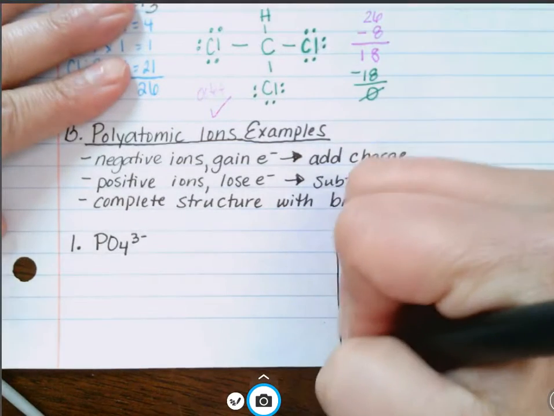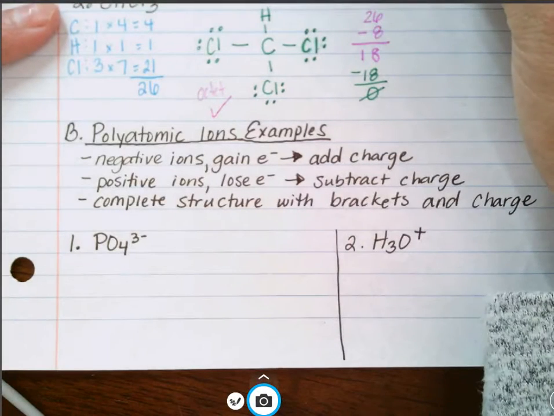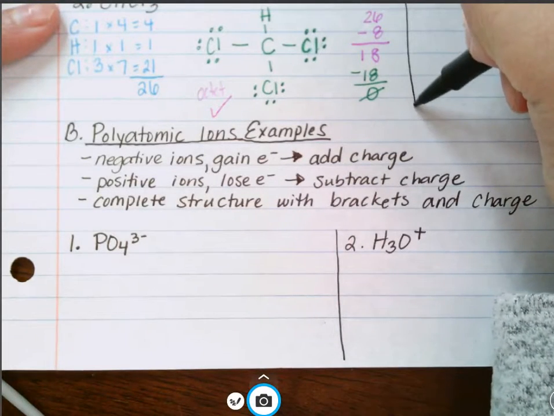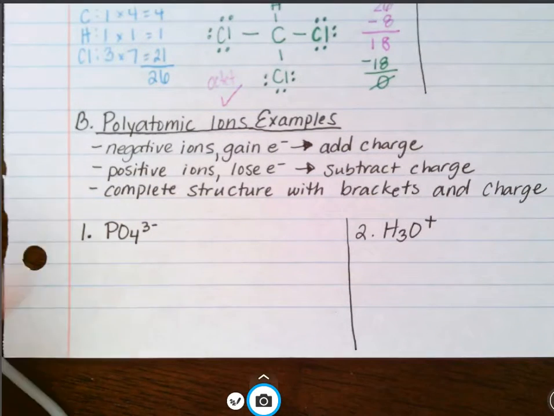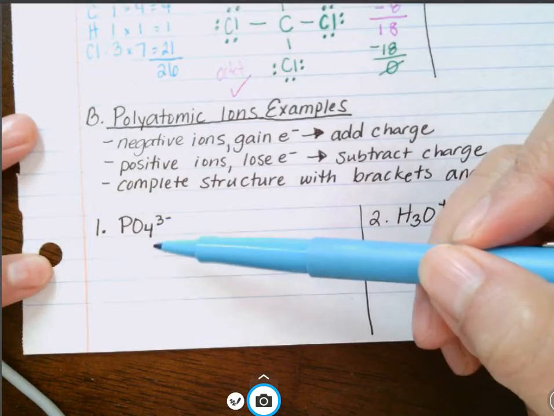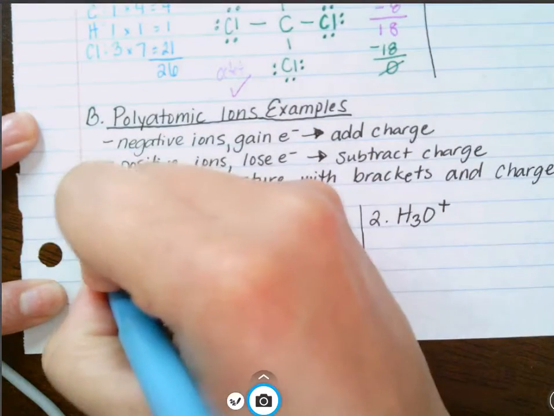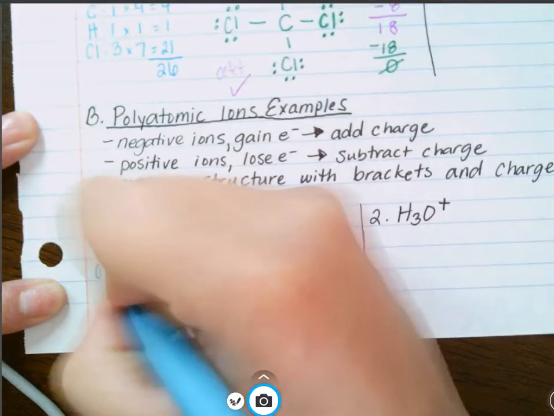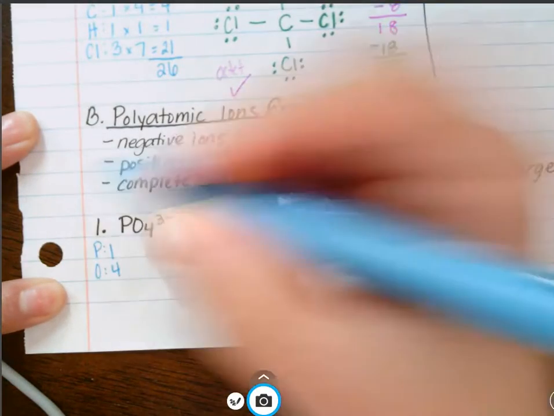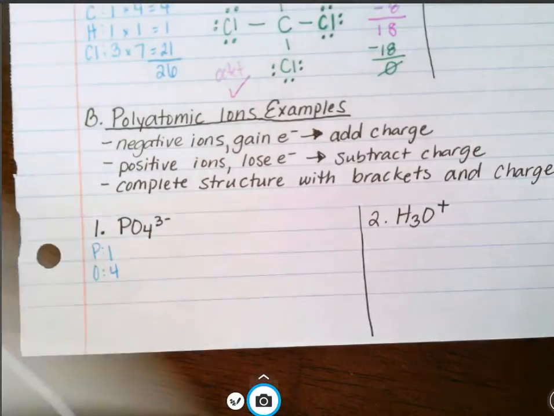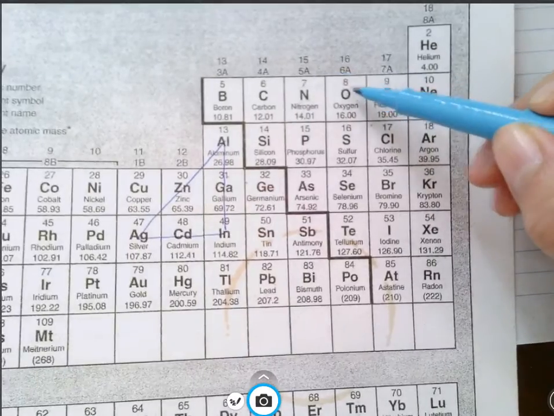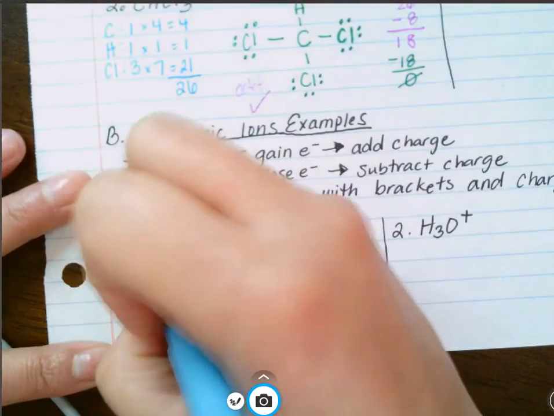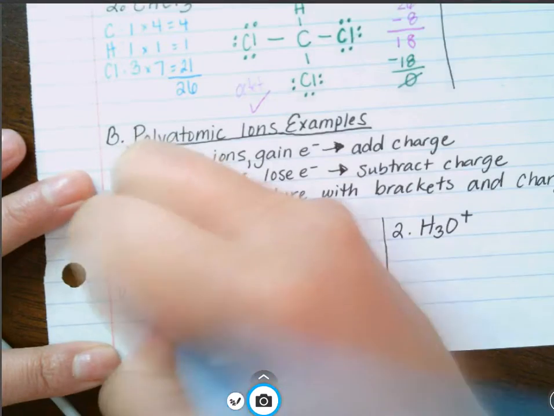I'll draw a line in between these to separate them out a little better. This one too. Okay, so first step, we'll just worry about the phosphorus and the oxygen. I have 1 phosphorus in the formula, 4 oxygens in the formula. Phosphorus is right here in group 5A. It has 5 valence electrons. Oxygen is in 6A. So this will be 1 times 5, and this is 4 times 6.